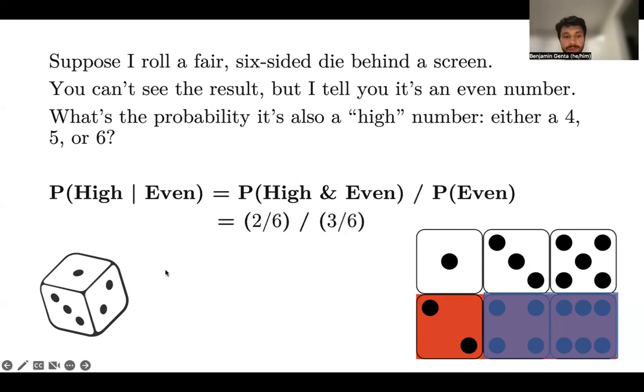As I said, high and even is 2/6, right? Because you have no new information. You just know high and even. So high and even is only 4 and 6, but that's over all the possibilities. And the probability that it's even is 3, right? So it's this whole red. So it's 3 outcomes out of the 6. And if you work this out, it's just 2 out of 3.